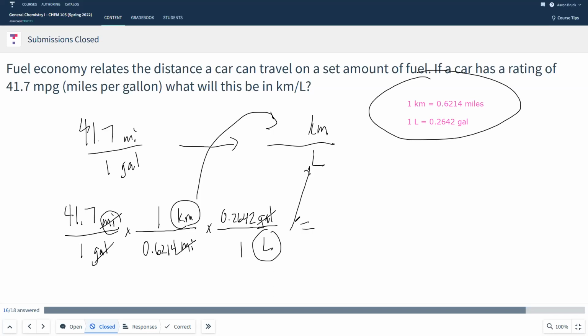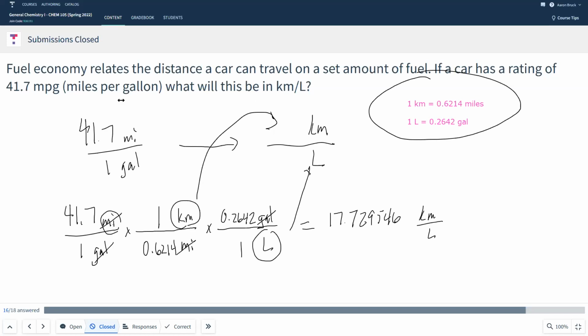So put it all together, 41.7 multiplied by 0.2642 divided by 0.6214, my calculator gives me 17.729546 and a whole bunch of other stuff kilometers per liter. Using the chat again, tell me how many significant figures I should round to here.